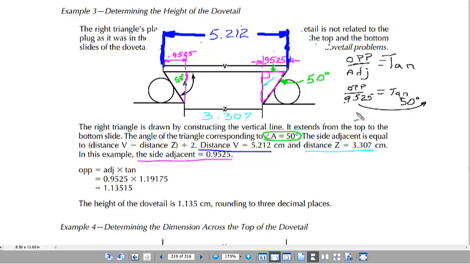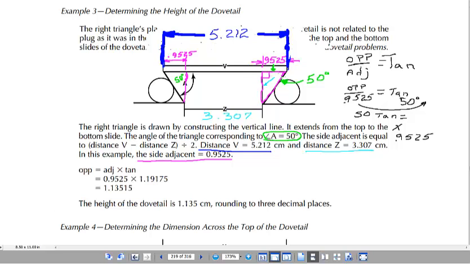So the first thing we're going to plug into the calculator is 50. And then you're going to hit your tangent key. And then you're going to hit the equal sign, and then you're going to hit the multiplication key, and then you're going to plug in 0.9525. When you do that, that's going to give you the distance from here to here. Simple as that, right?